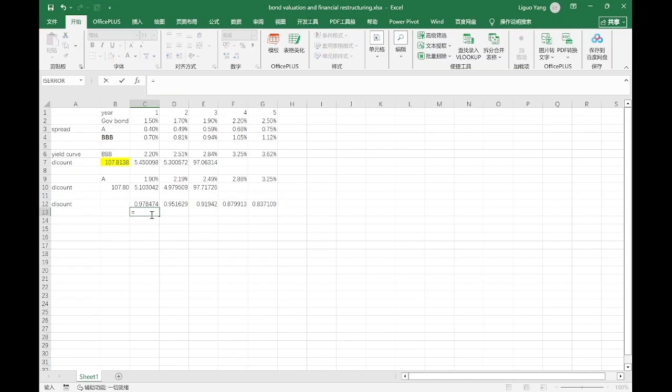So it would be like this. Yeah, we'll get the coupon in 5 years, during 5 years, and the repayment at the end of the 5th year at par value.